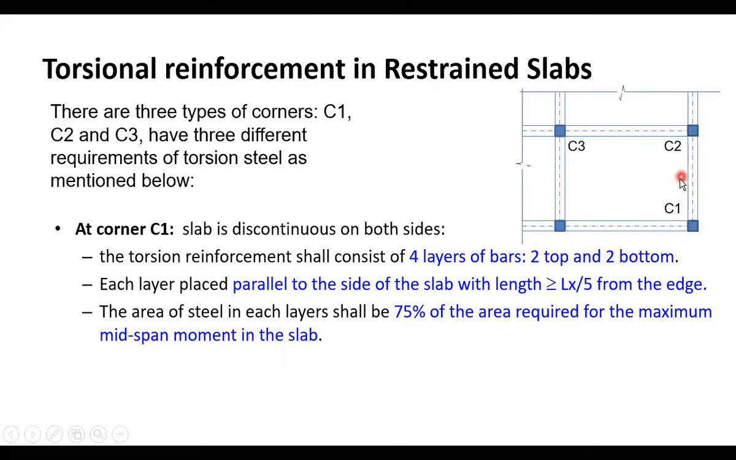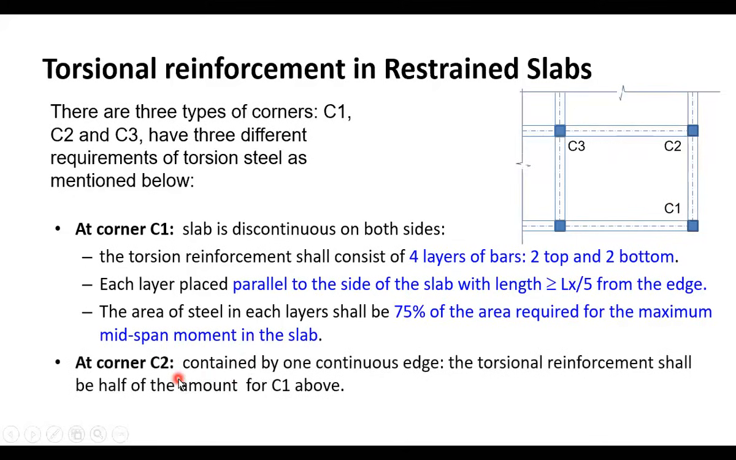But what will be the quantity of the reinforcement that I will have here? The area of steel in each layer shall be 75% of the area required for the maximum mid-span moment in the slab. So if you have reinforcement in the slab, at the middle of the slab, due to positive moment, the reinforcement that you will have here for torsion will be 75% of the area required for the positive moment reinforcement. Okay, and the reinforcement in the other direction also will be 75% of the reinforcement in the other direction. Okay, this is in the case of corner number 1.